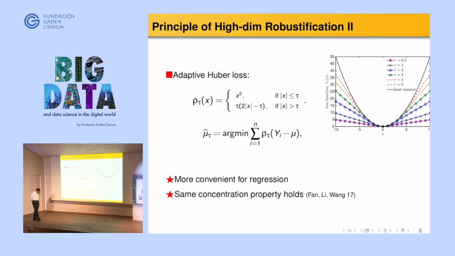Now sometimes truncation is very easy for the data, but for regression cases it's also easier to truncate the loss function. So this is the Huber function, Huber loss. You truncate the Huber loss at a certain level tau, and then you just calculate the mean of this Huber loss, and this mu tau would have the same concentration property as we have seen before, and at the same time it would be more convenient when you run regression.